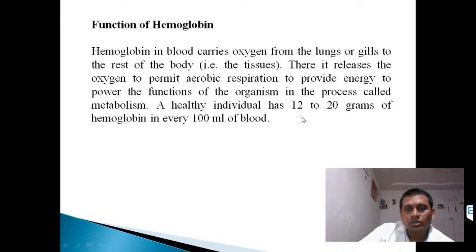A healthy individual has 12 to 20 grams of hemoglobin in every 100 ml of blood.